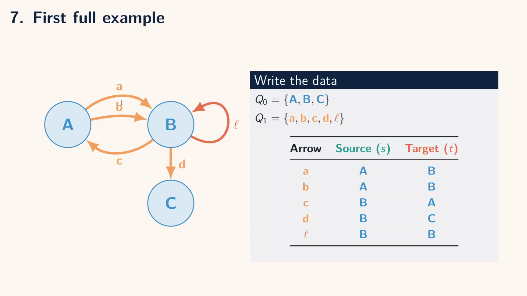Arrow B also goes from A to B. Its source is A, and its target is B. So A and B are 2 distinct arrows that share exactly the same source and the same target. This is the multiple arrows feature we discussed, and here it is, appearing concretely.